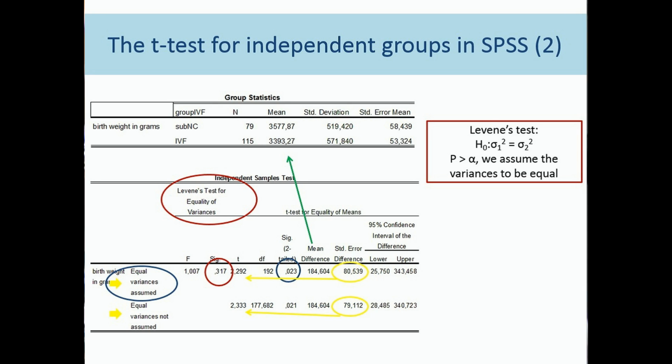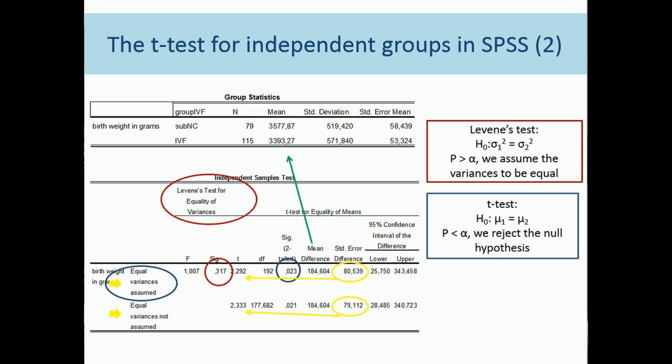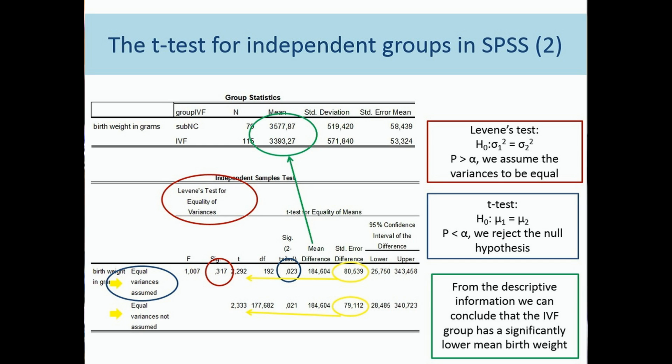If they are equal, we can use the equal variances assumed t-test. The p-value of this test is 0.023. It is smaller than alpha, so we will reject the null hypothesis. The null hypothesis of equal means will be rejected. So the conclusion will be, based on the information in the descriptives, that the mean birth weight in the group of IVF offspring is significantly lower than the other group.